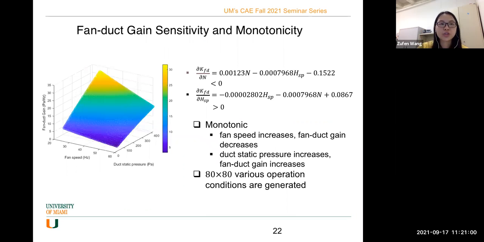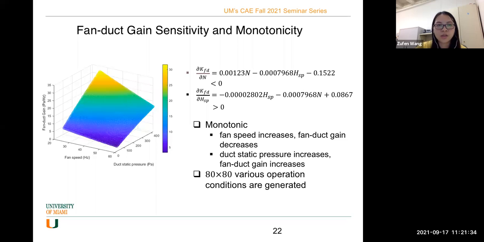The next step is to generate various operation conditions. To determine how many operation conditions to generate, we have to analyze the fan duct gain sensitivity and volatility. We calculate the derivative with respect to the fan speed, and it remains less than 0, and with respect to the duct static pressure, it remains larger than 0.